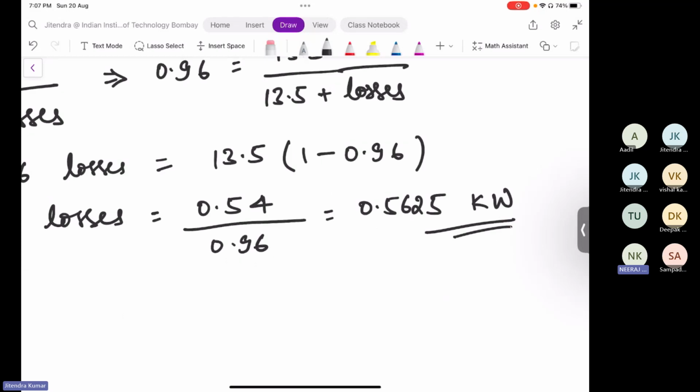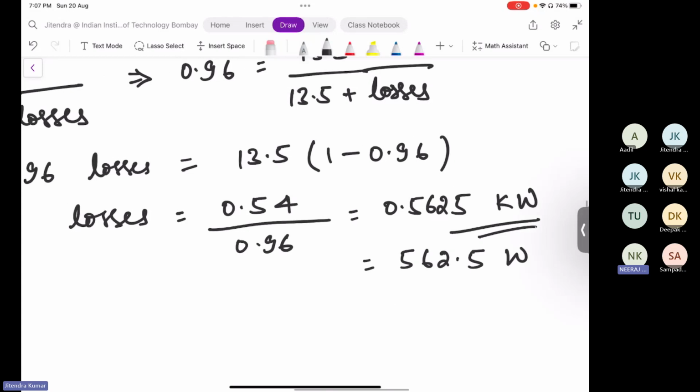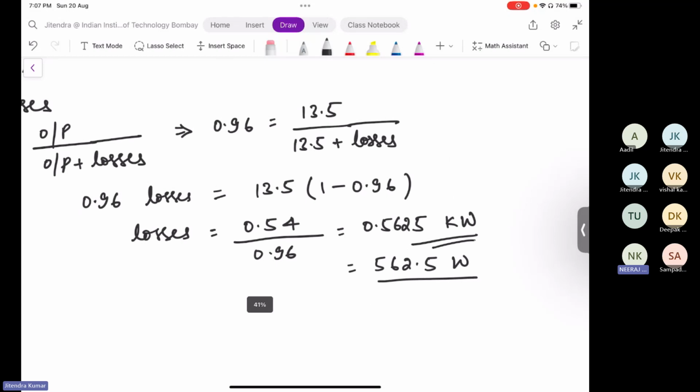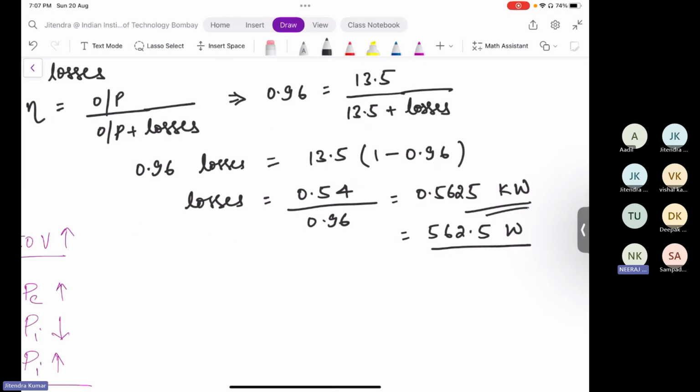I have not considered the unit, sir. Okay, I just solved the equation. It should be 562.5 watts, because it cannot be kilowatt, it should be watt. So 0.562 watts also is not possible. So it is 562.5 watt losses. 562.5 watt of losses occurred at the rated condition of two winding transformer, right?